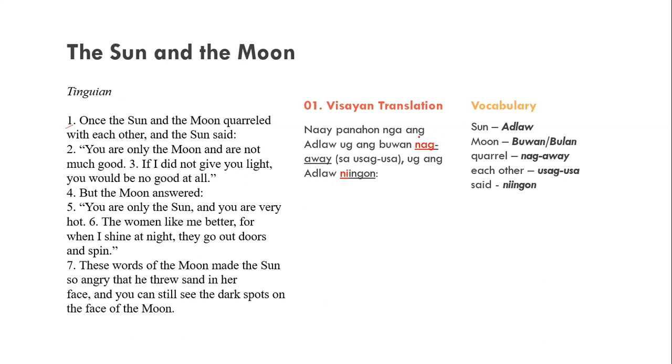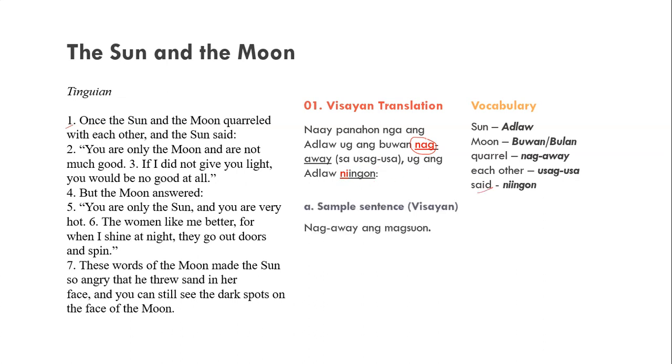And as you notice, there are red highlighted letters here. They are prefixes which help the verbs express their aspect or mood in the sentence, and we will be dealing with those aspect, mood, and focus of the verbs in later lessons. Okay, as well as niingon here, that's also a verb and it means said.